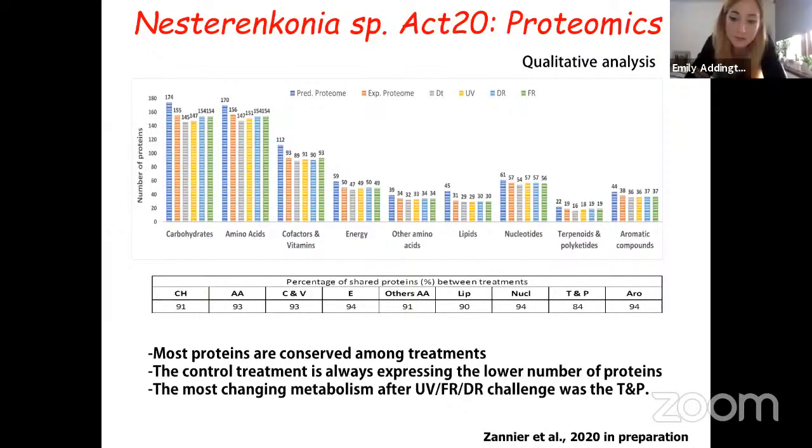A related question from Alba Iglesias. She says, very nice presentation. Is Nesterenkonia living only in these kinds of extreme environments, or can it be found in other environments as well? I saw that most of them were halophiles. There was one Nesterenkonia which was isolated from the gut or from some human tissue. I think it was gut, which is quite extreme anyway. But no, in general, Nesterenkonia is from, at least the ones that I described, extreme environments.